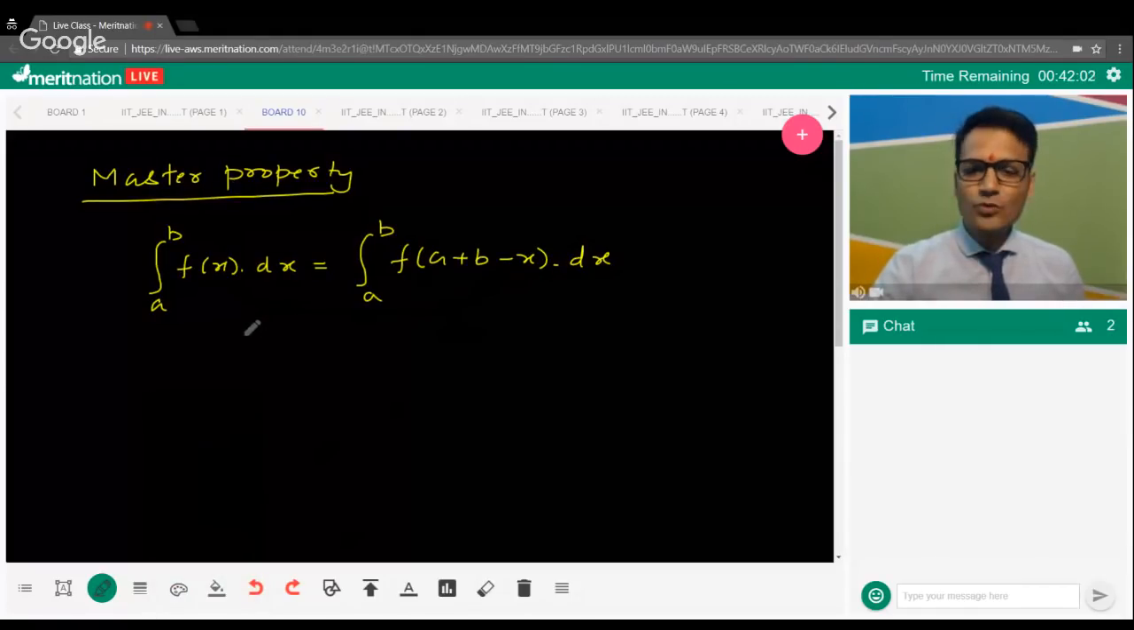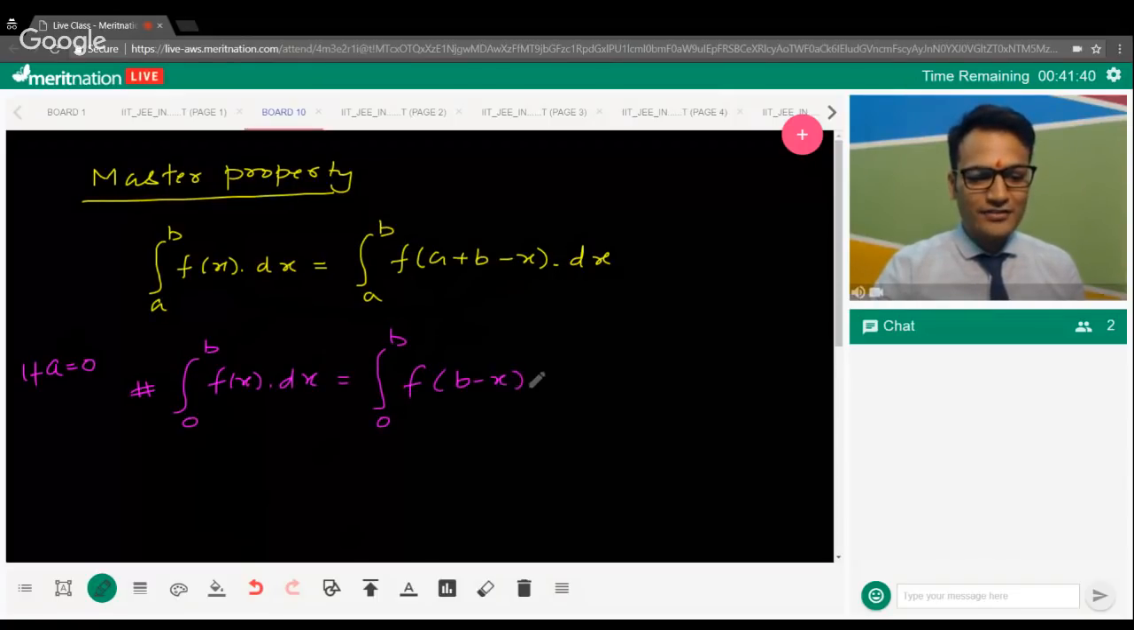if I say a is equal to 0, I can generate a different form altogether. So it will be the integral from 0 to b of f(x) dx. This is also a property which you can apply. So from the above property, we can write it as f(b minus x). This is a property which we can apply directly and remember. So this is the master property, which can also be written in this form. I hope everyone is clear with it.